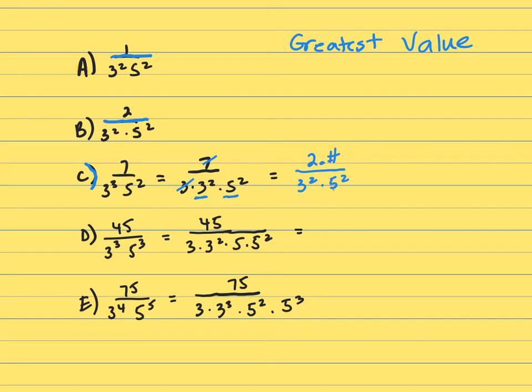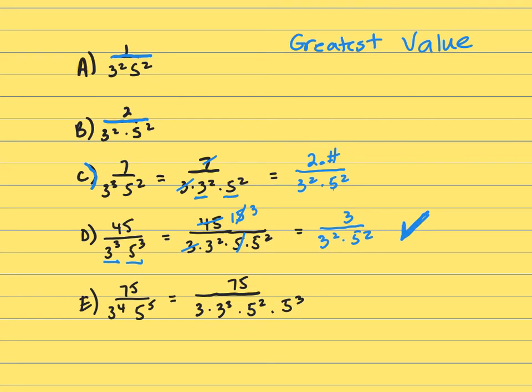Now 45, I did the very same thing. I want to end up with a 3 squared and a 5 squared. So I broke up the 3 cubed and the 5 cubed. So 3 will go into 45 15 times, and 5 will go into 15 3 times. So I'm left with 3 over a 3 squared and a 5 squared. So between C and D, which one's the bigger one? This one, because your numerator's 3, which is greater than 2 point something.